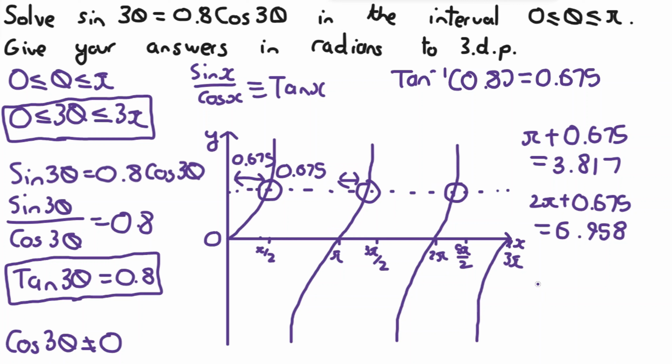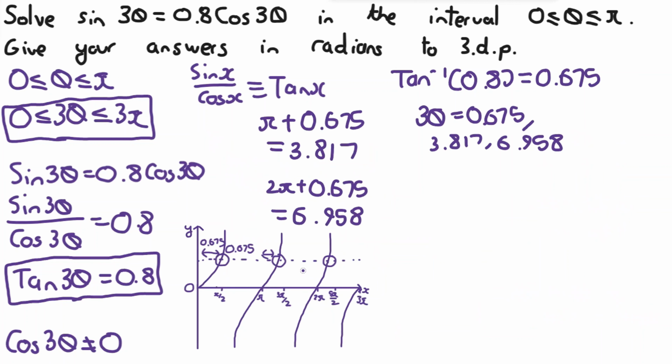Now this is what 3 theta is equal to, so this is what we've solved for, 3 theta. So 3 theta is equal to 0.675, 3.817 and 6.958. So I just had to clear some space and I made this a bit shorter. So this is what 3 theta is equal to, but we want theta as our answer. So all we have to do is just divide each of these individual numbers by 3, because this is what 3 theta is equal to.